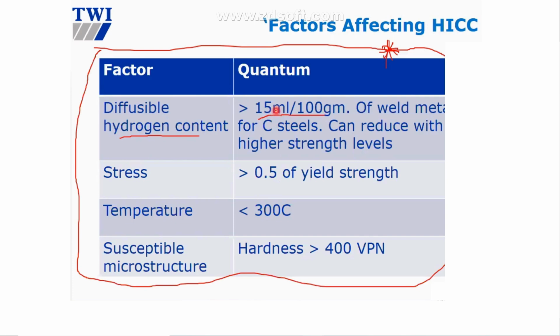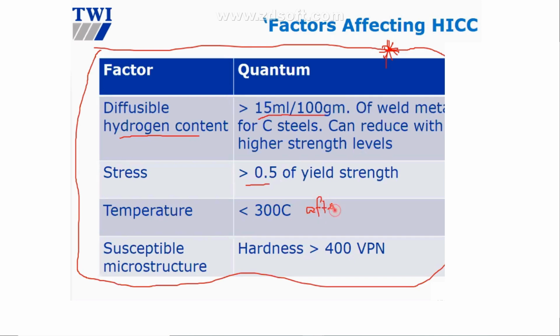For example, if you are using a cellulose electrode, MMA, or a rutile electrode, which are high in hydrogen. All those rutile and cellulose electrodes are very high in hydrogen, so that is one of the factors. But if you're using a basic electrode, which is less than 5, there is no hydrogen crack. And then stress, when it's more than 0.5, and temperature after welding.